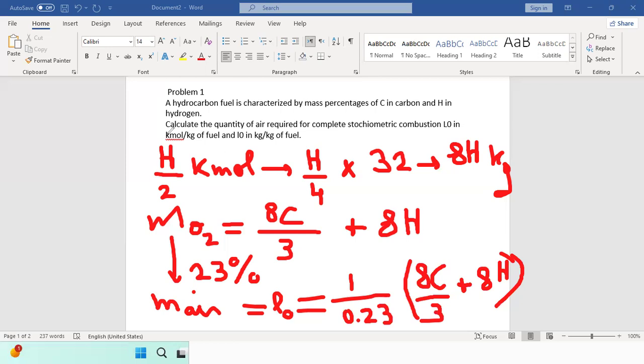So now this general analysis can be used in other problems with numerical values, to directly find the quantity of air required for complete stoichiometric combustion. Let us take another problem to see how to deal with such percentages.